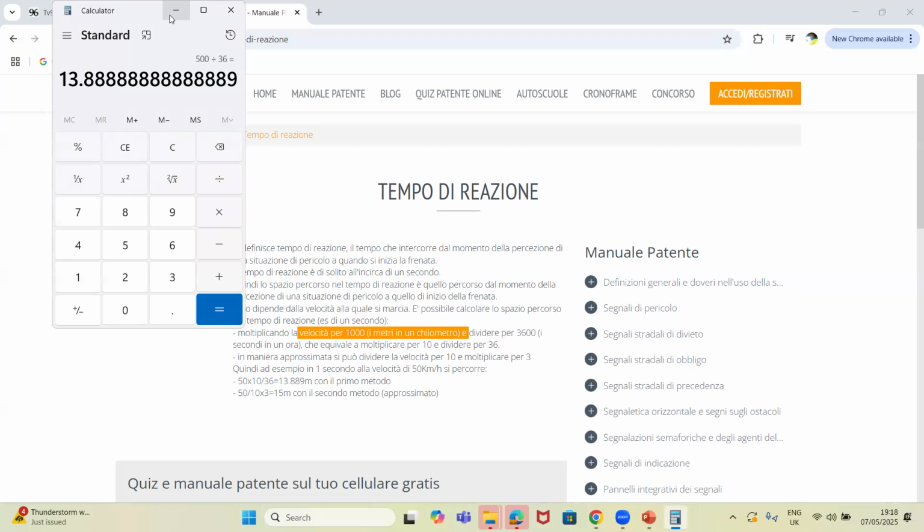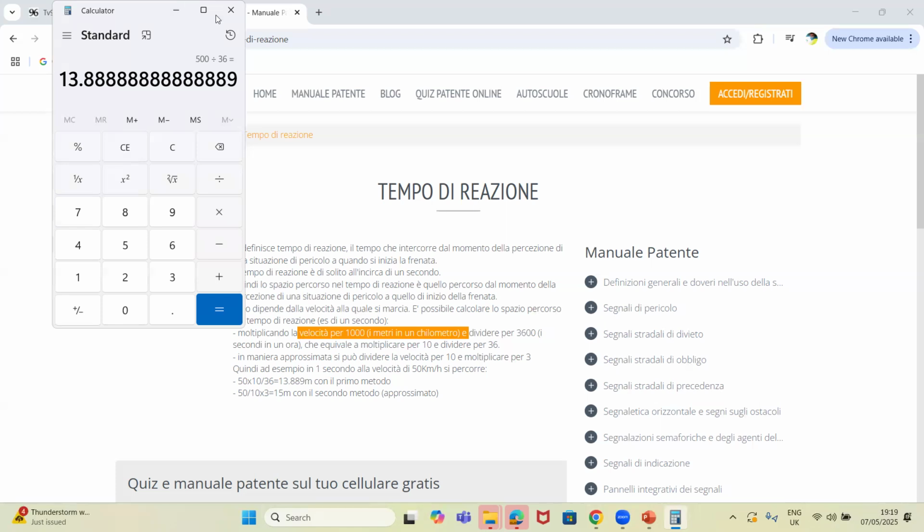The constant number here is 36. For the first method it was 3,600. This one is 36. Now divide that 500 by 36. It will give you 13.89, approximately 14 meters, because the measurement system is meters. Is it clear now? That is the second method with 50. Now I'll call upon a student and we'll see the third method.